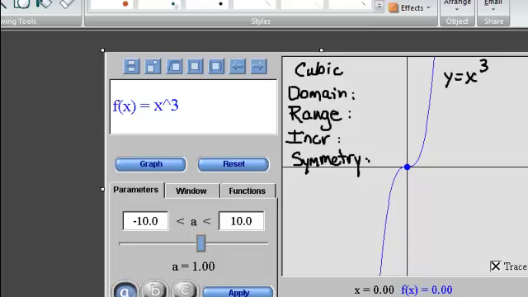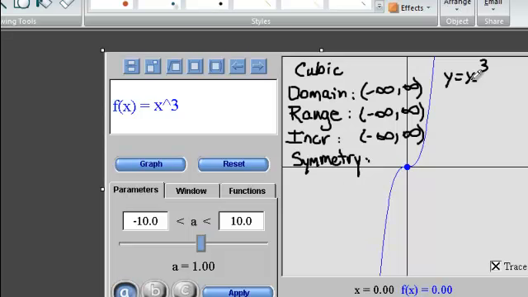All right, here's y equals x cubed. This is my cubic function. Once again, my domain, I don't have any restrictions on x, so my domain is going to be negative infinity to positive infinity. My range, that means what do my y's do? It's also going to be from negative infinity to positive infinity. If I follow this line from left to right, it looks like all I do is go up, so it is increasing from negative infinity to positive infinity.